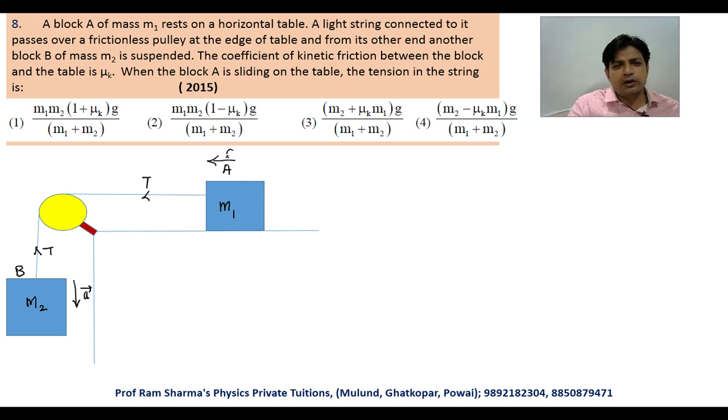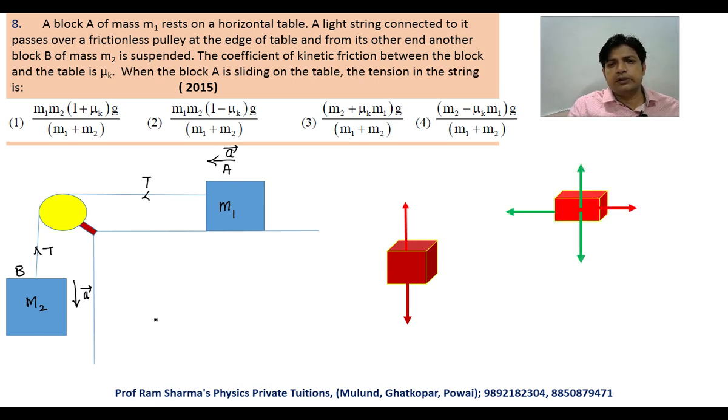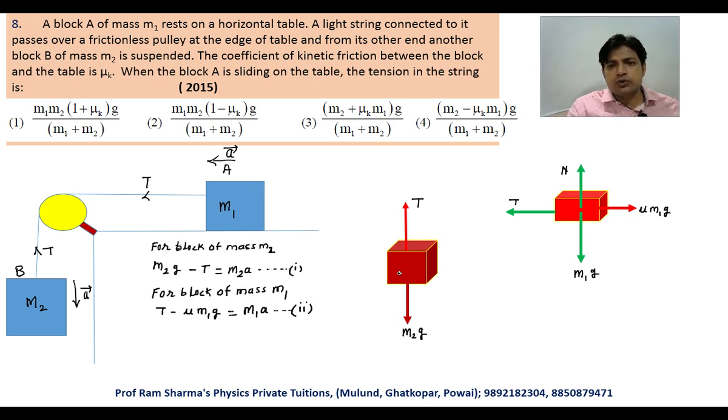So let's draw their free body diagrams and let's see how things will look. Let me first draw the block diagram for M2, and then this is for M1. So we know the forces acting on them. These are the forces on M2. If you talk about M2, the force acting in the upward direction is tension and in the downward direction is M2G. But ultimately M2 is moving in the downward direction. This is the direction of acceleration. So the unbalanced force acting on M2 will be M2G minus T, that's equal to M2A, and I'll call this equation number 1.